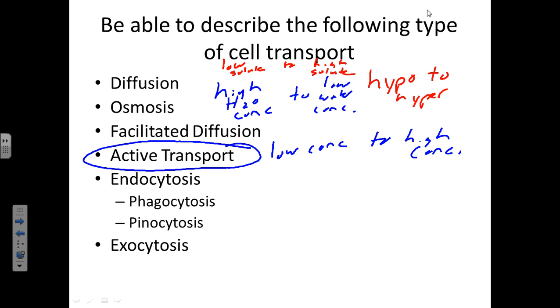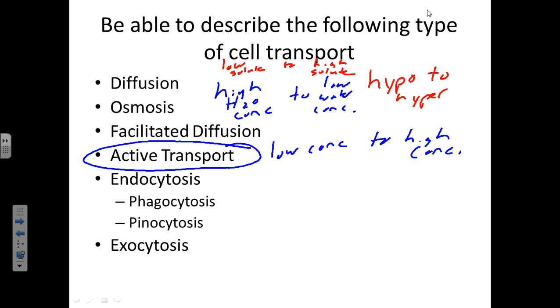This is when a cell is trying to build up a lot of something in one place and not very much of it in another. Active means what? Uses ATP. The cell is having to use energy to do it. It's really important in the nerves.